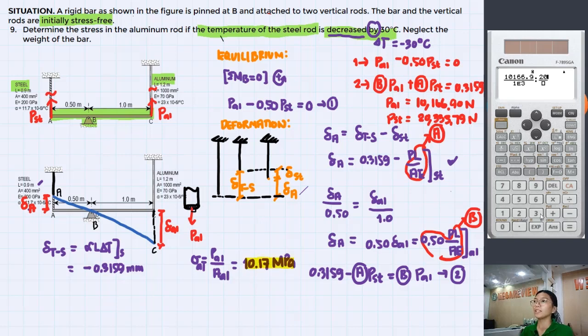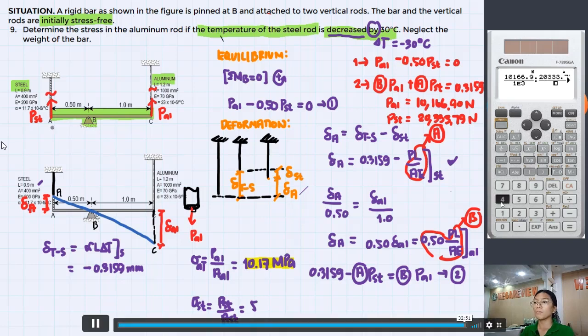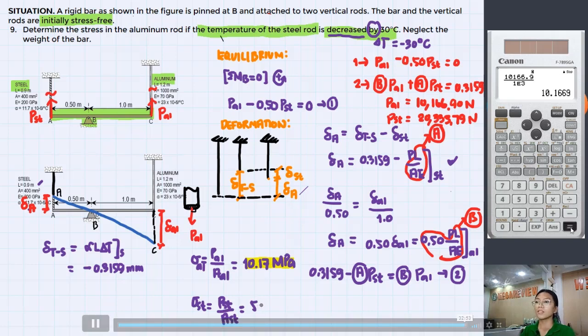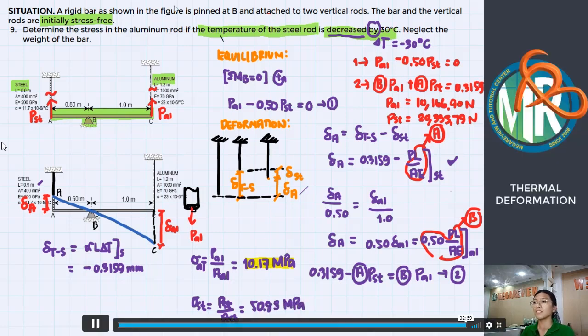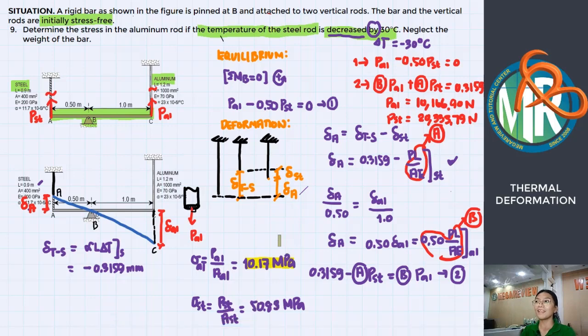Pero pag tinanong din yung stress ng ating steel rod, madali din. That is force of the steel rod over the area of the steel rod. Area of the steel rod is, by the way, 400 square millimeters. Solving this, you can get 50.83 megapascal. This is the answer. Ay, hindi pala to sagot. In case lang na tinanong.